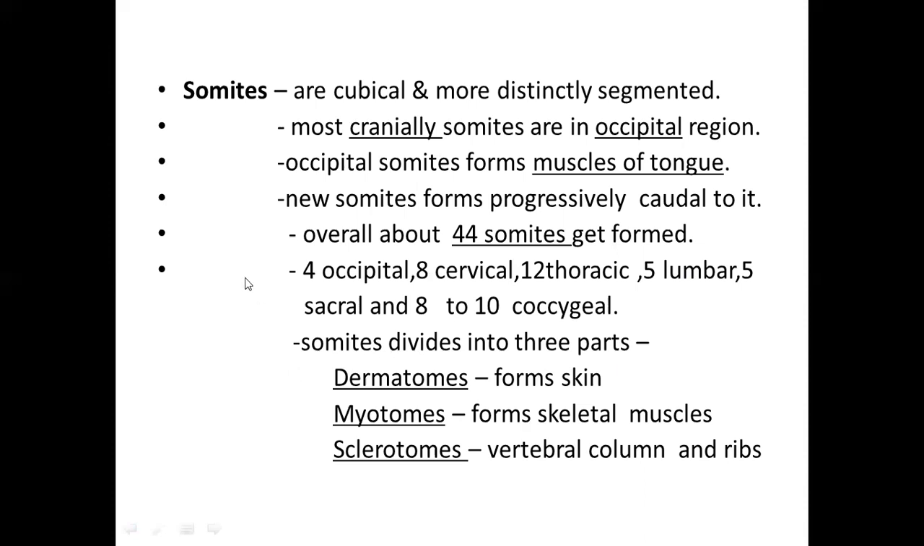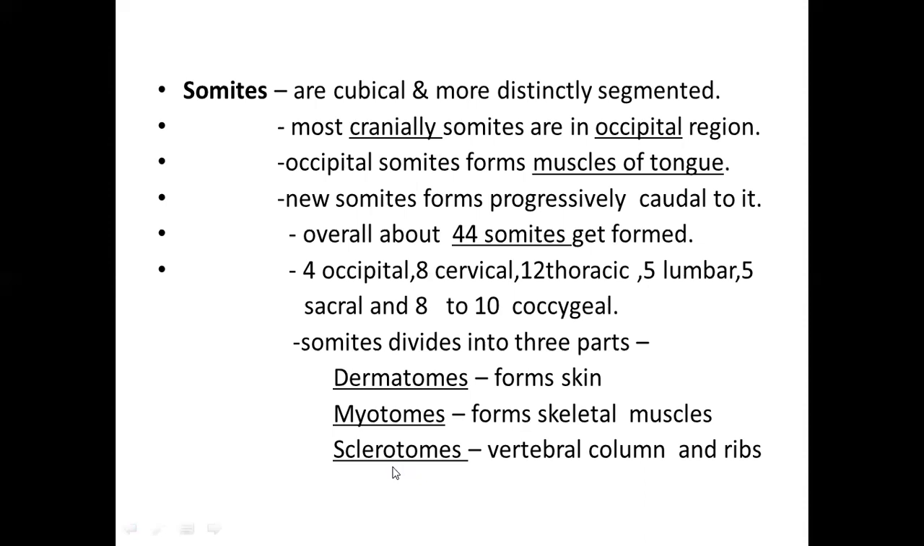Now this somite gets divided into three parts. One is called a dermatome, and this is involved in formation of skin. Another part is called myotome, that is involved in the formation of skeletal muscles. Sclerotome forms the vertebral column and ribs. So bone structures get formed from sclerotomes of the somites.